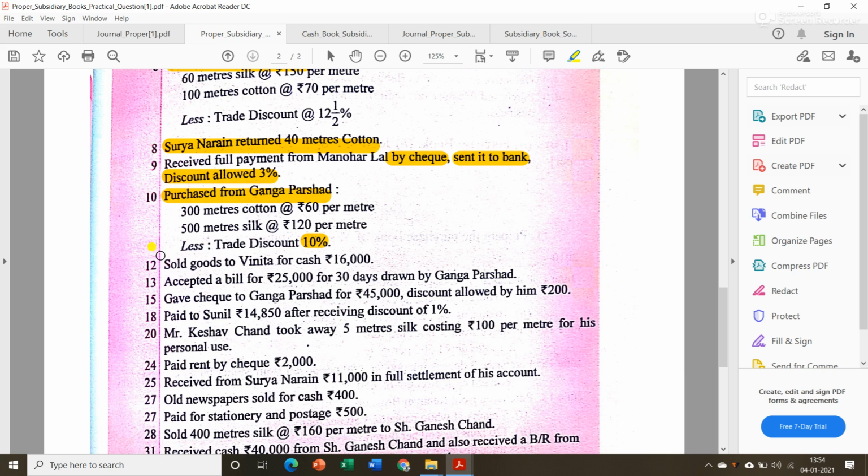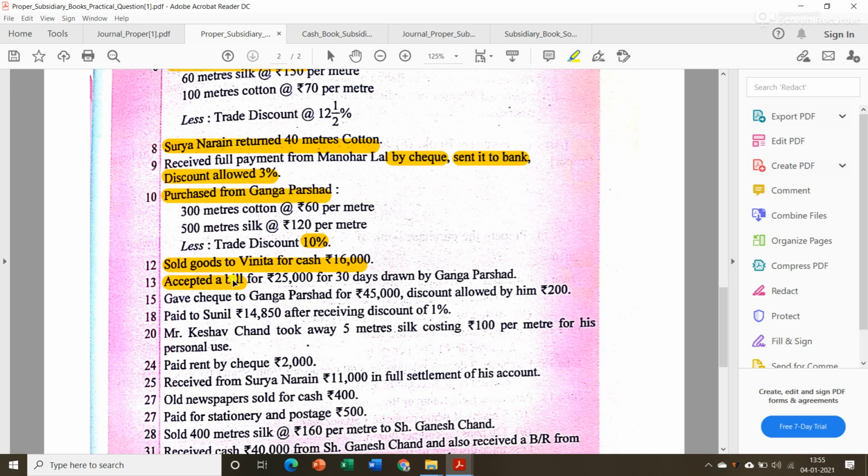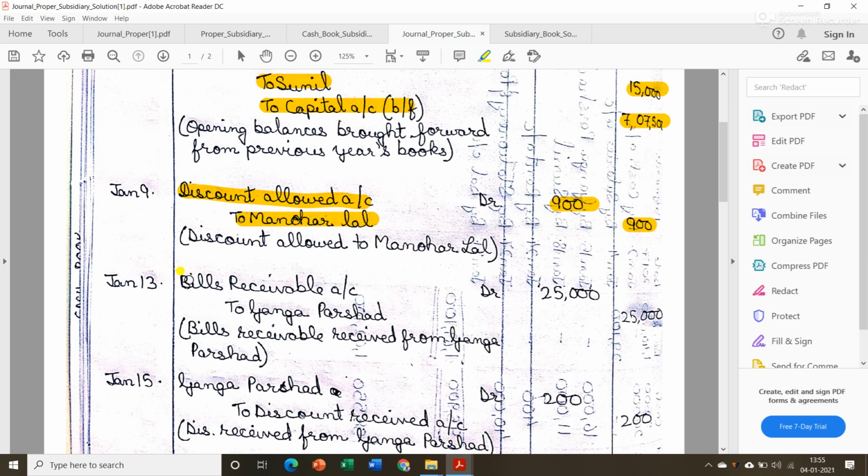Then next we have on January 12, sold goods to Vinita for cash. Since this is a cash sale, that means we are going to receive cash of rupees 16,000. That means we are going to pass an entry in the cash book to sales account 16,000 in the cash column. Then next, accepted a bill. Bill means bill receivable for 25,000 for 30 days drawn by Ganga Prasad. Since we received a bills receivable and not cash, we have to pass a journal entry. So on January 13, bills receivable account to Ganga Prasad rupees 25,000.